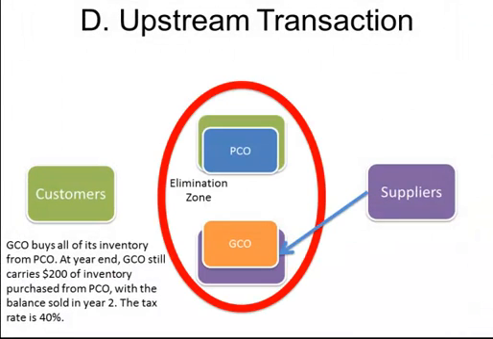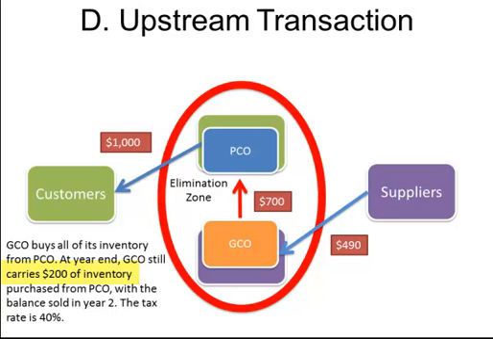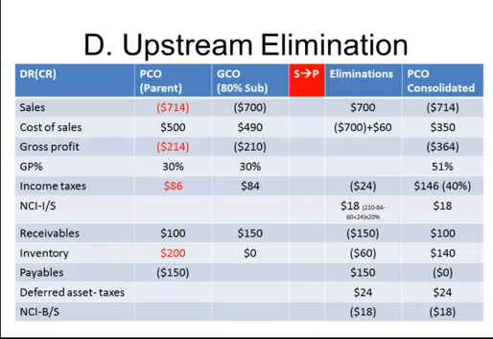This is the same transaction as scenario C. Only $200 of inventory remains on hand in P-Co, which was purchased from G-Co. As we saw in scenario B, P-Co realized sales of $714 in year 1, with the $286 balance being realized in year 2. In year 1, we still have all of the same entries as we did in scenario C to eliminate the sales and purchases.